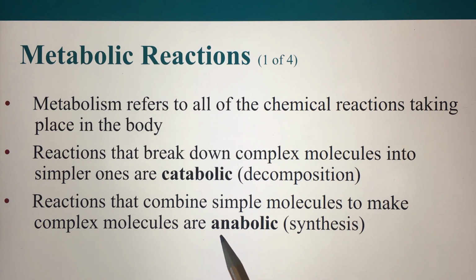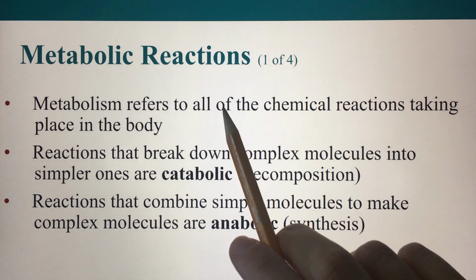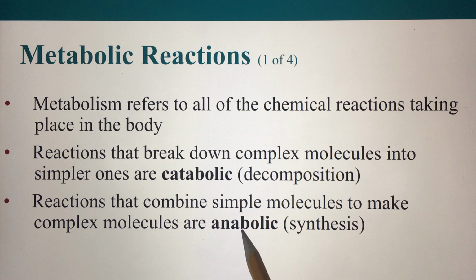The second type reactions in a body are called anabolic or synthesis reactions in a body. These are the reactions that combine simple molecules to make complex molecules. So this is the processes in the body, the anabolic or anabolism processes in the body that make things or build things in a body. For example, they can use to build new cells, repair tissues, so synthesis. And all of the chemical reactions can fall into one of these two categories, either breaking down, decomposition, catabolic reactions, or building, synthesis, or anabolic reactions. So two types.